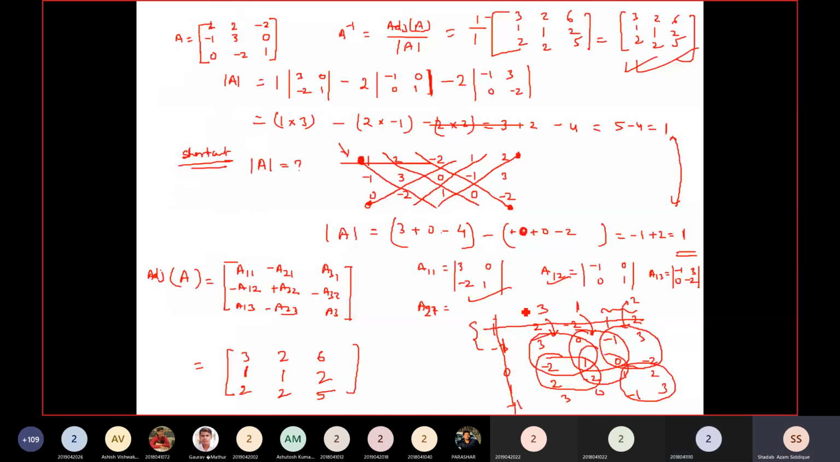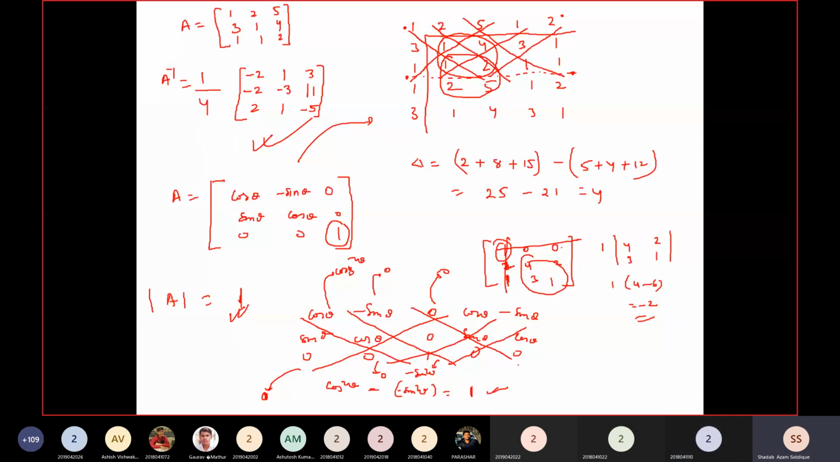Okay, let me tell you. See, this is the problem which is given here. A matrix which I have written: 1 2 5, 3 1 4, 1 1 2. I have repeated the column 1 3 1 here, and 2 1 1 here. Now again the two rows will be repeated here. The first two rows will be repeated, so I have repeated this one.